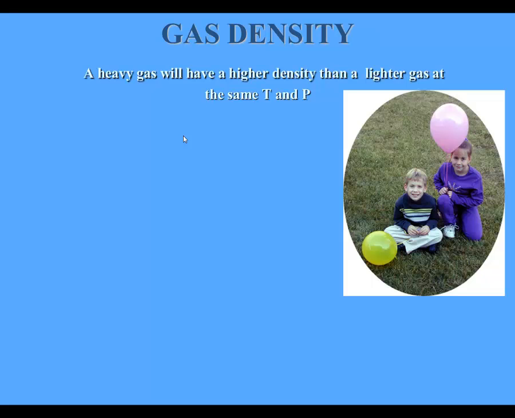Now a heavy gas will have a higher density than a lighter gas at the same temperature and pressure conditions. We've just shown that with some data on our previous table. Now I can go ahead and calculate gas densities by using the ideal gas law equation, but we're going to have to manipulate it slightly. So we're going to take our pressure times our volume is equal to our number of moles times our gas law constant and times our temperature.